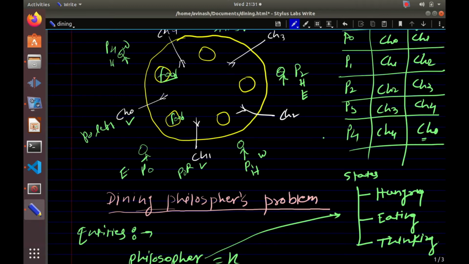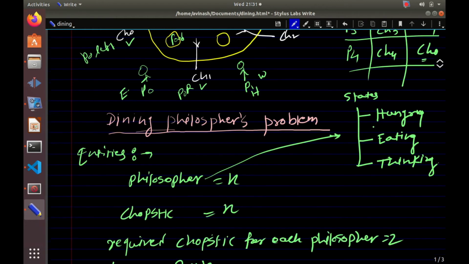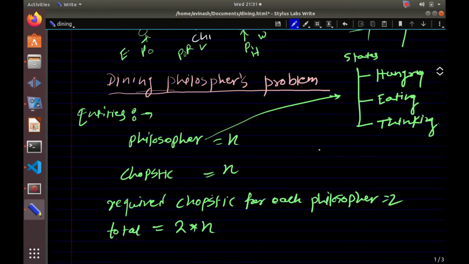With this, you might have understood the problem now. The problem here is that there are n philosophers and n chopsticks, but the maximum required chopsticks are 2n, while only n are available. That means some of the philosophers will be in the eating state and some will be in the hungry state. Whenever one of the philosophers releases the chopsticks, some other philosopher will acquire them and start eating.